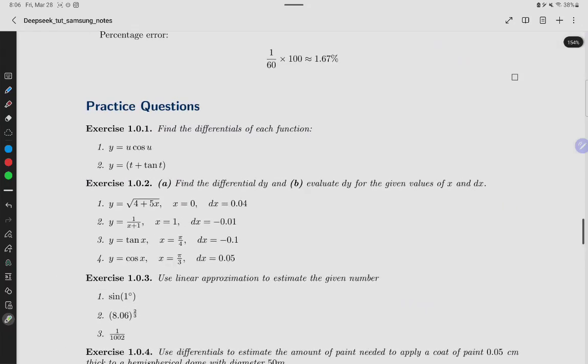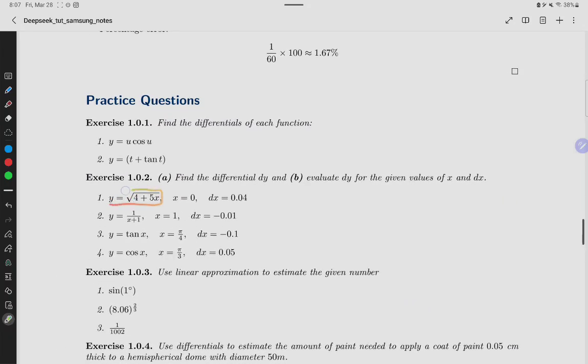So first you need to find the derivative of this function, which will be y prime equals 5 divided by 2 times the square root of 4 plus 5x. You will have this thing here, and then you will evaluate at 0, and you will have 5 by 4. You need to multiply 5 by 4 with 0.004, and you will get dy, the differential of dy.